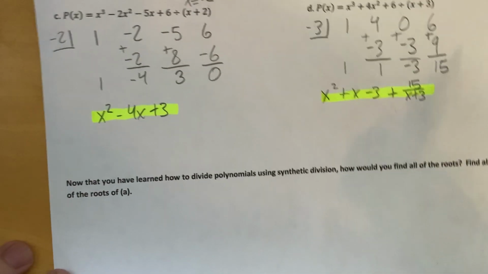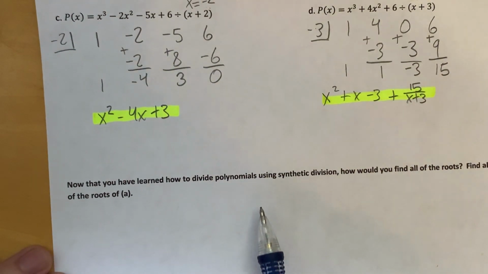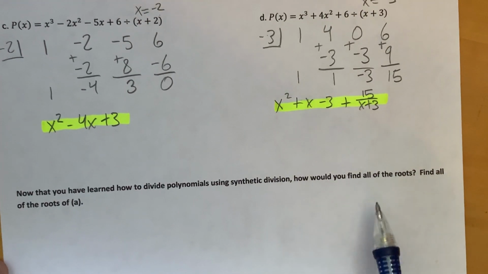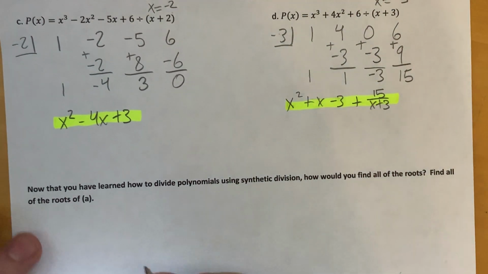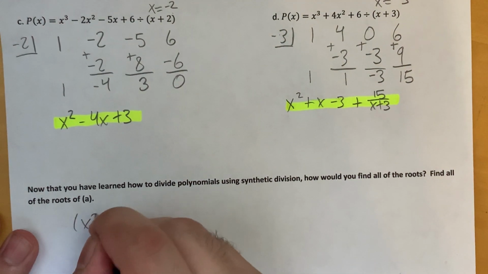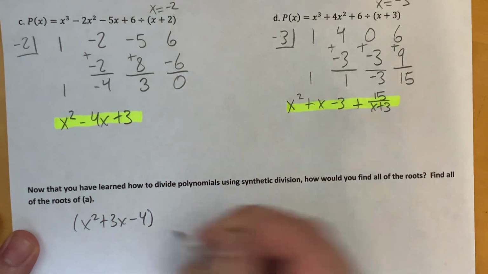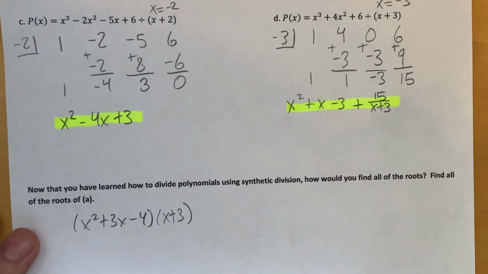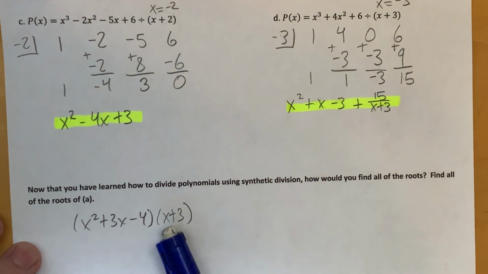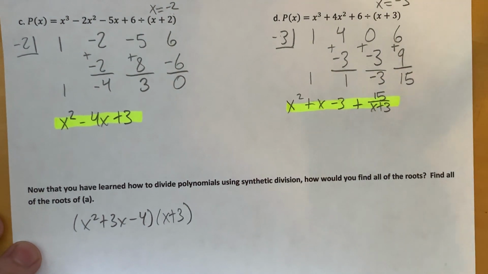So now that you've learned how to divide polynomials using synthetic division, how would you find all the roots? Find all the roots of a. So let's write down the answer that we got for a. After we did synthetic division, we got x squared plus 3x minus 4 times x plus 3 to get our original polynomial function, because x plus 3 is an actual root of x cubed plus 6x squared plus 5x minus 12.